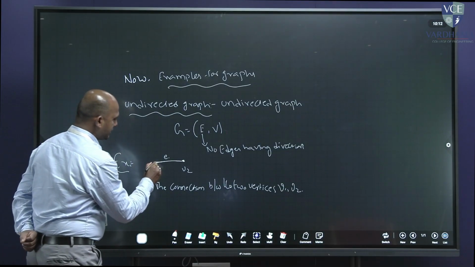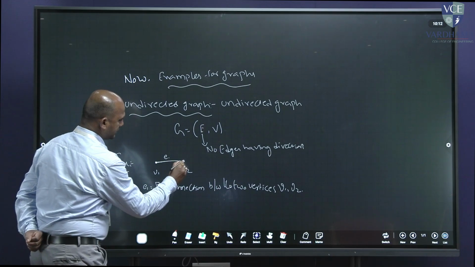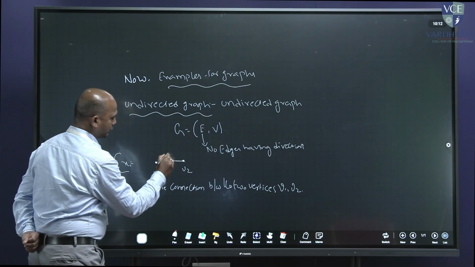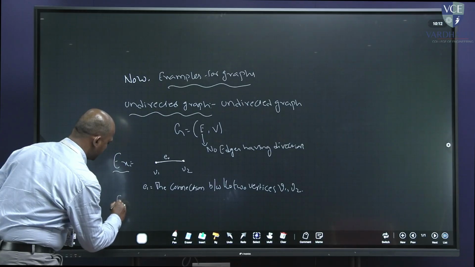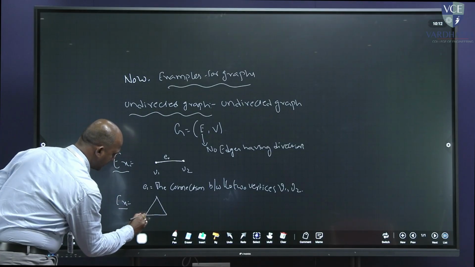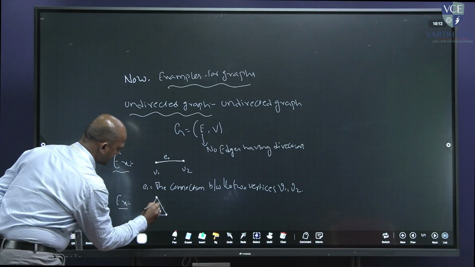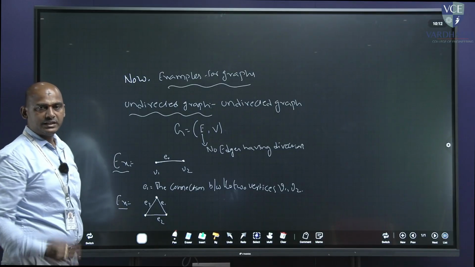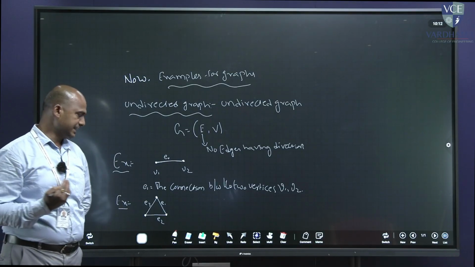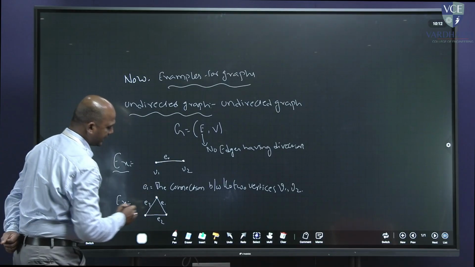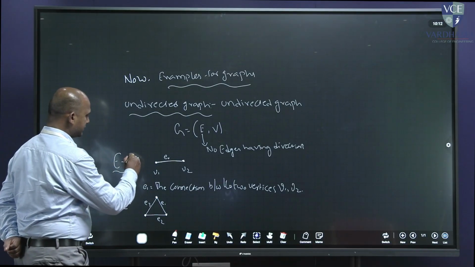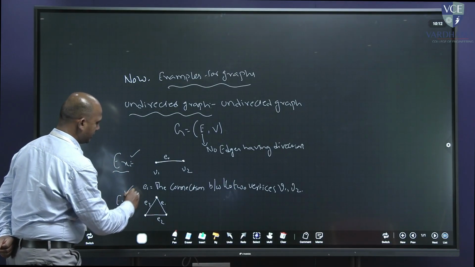Now, so this is a graph. We have two vertices, one edge. So there is no direction here. This is one example. Now we can see a second example for undirected graph. Here we have three vertices, three edges. So clearly there is no particular direction between any two vertices. So these are two examples for undirected graph.